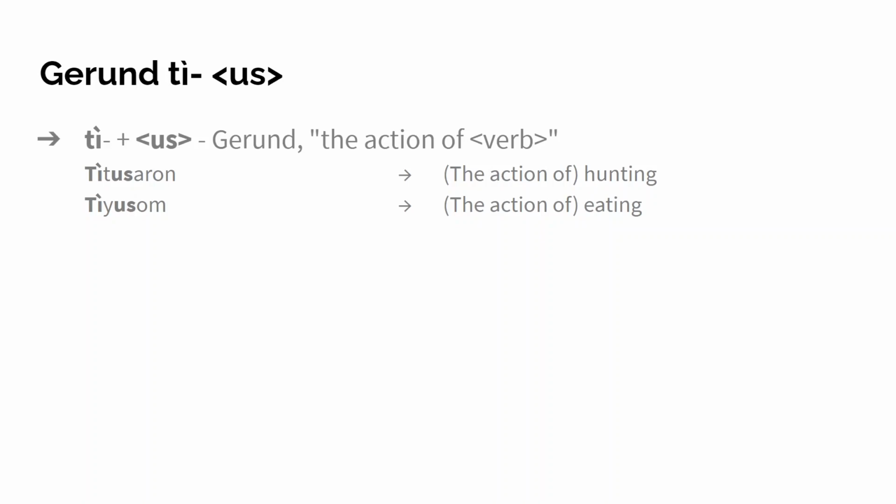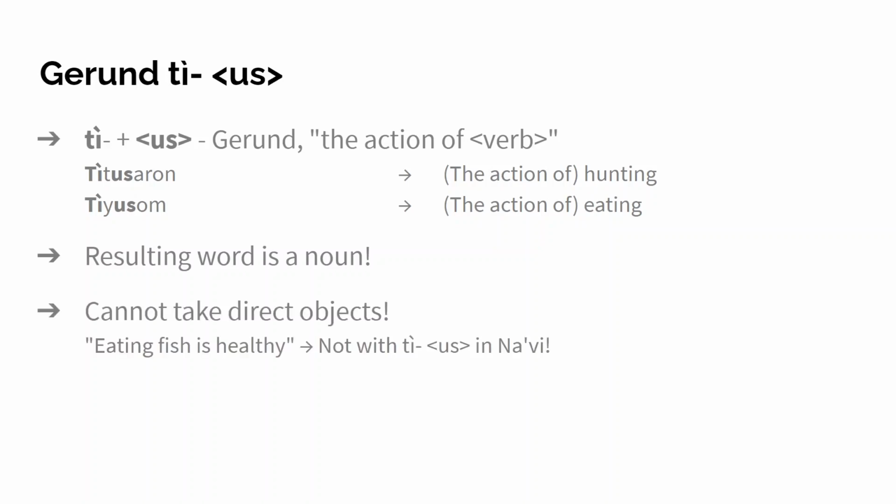So what is a gerund actually? It means the action of the verb. So for example, te tusaron would be the action of hunting. Te yusom would be the action of eating. The resulting word is a noun, and this is important because it cannot have a direct object.